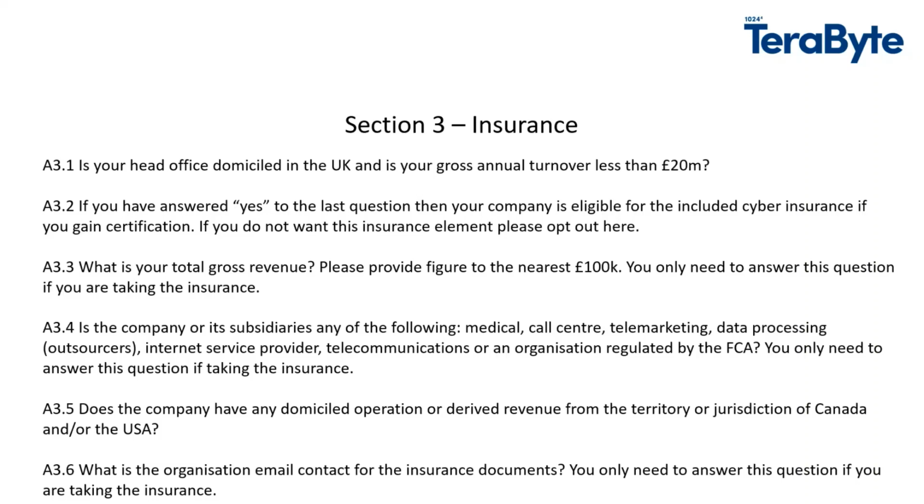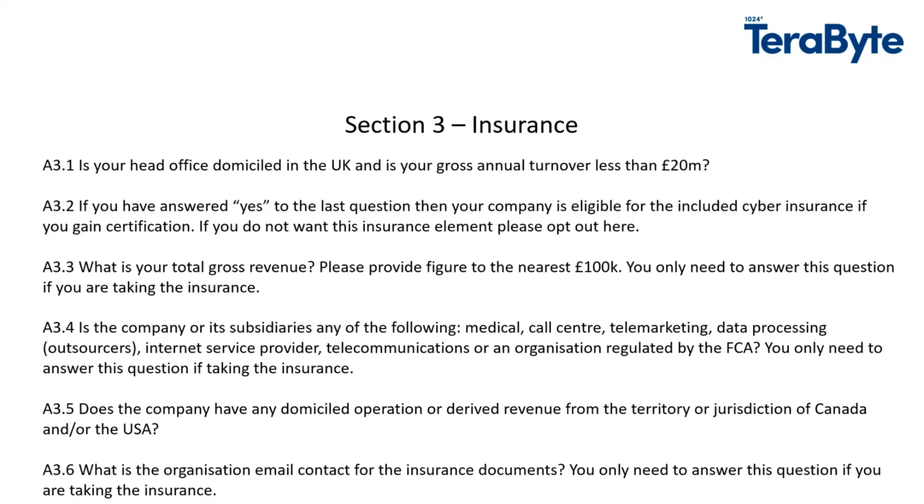A33, what is your total gross revenue? This is mainly down for insurance purposes again, so put down the figure that's closest to the nearest 100,000. So if you've got a small business that turnover 60, 70,000 pounds, you could either put that down or put 100,000 down. So A34 is your company or subsidiaries, any of the following. Again, just put down whether or not you're any of that list: medical, call center, telemarketing, data processing, ISP, stuff like that. If you're not, just stick no, not applicable in there.